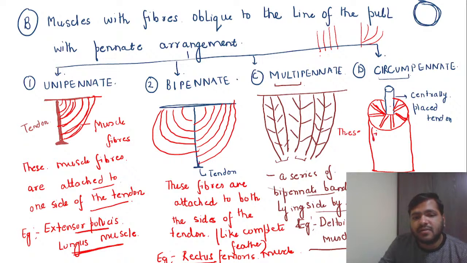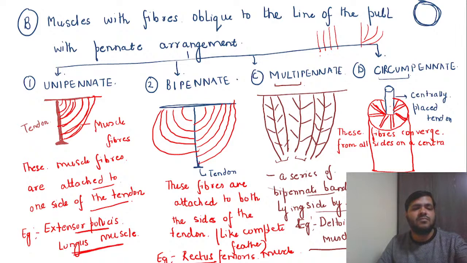these fibers converge. When I say fibers, we are talking about the muscle fibers. So these fibers converge from all sides on a centrally placed tendon. Example, you have to write it.